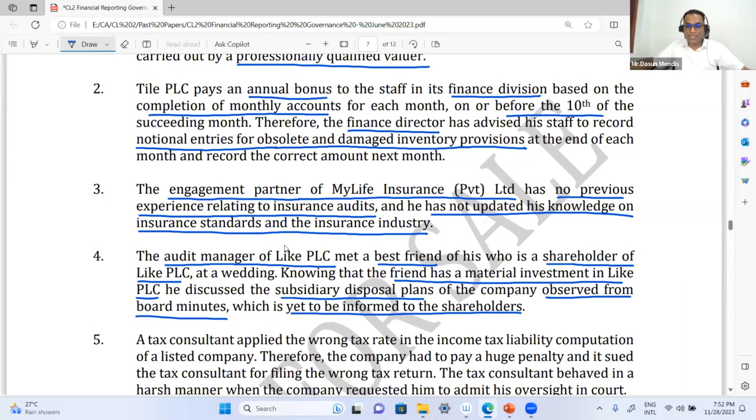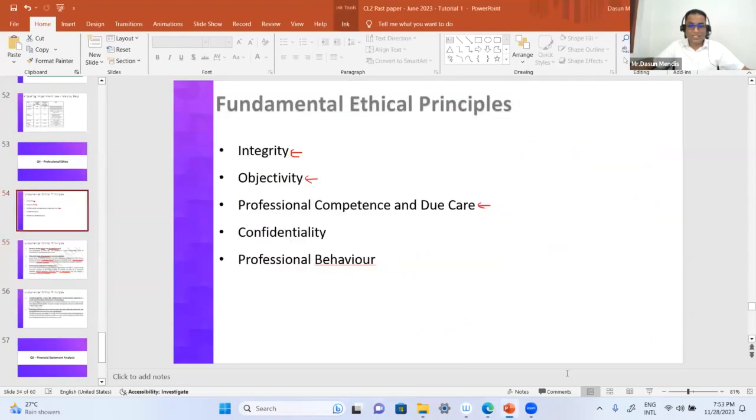Now, what the audit manager has done was he went for a wedding, right? So there he met his friend, and knowing that that friend has shares in Live PLC, he revealed this subsidiary disposal plan to the friend who has shares in the company. Now, this is unpublished price-sensitive information. So what is the fundamental ethical principle that we're talking about here? Again, very simple, confidentiality, right?